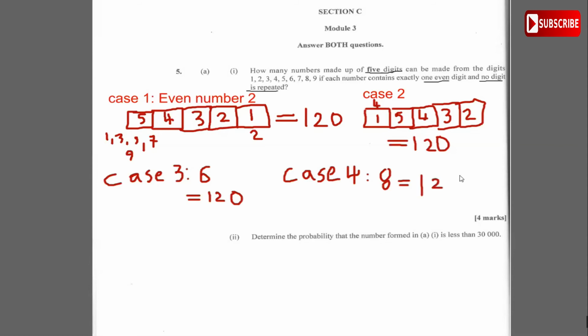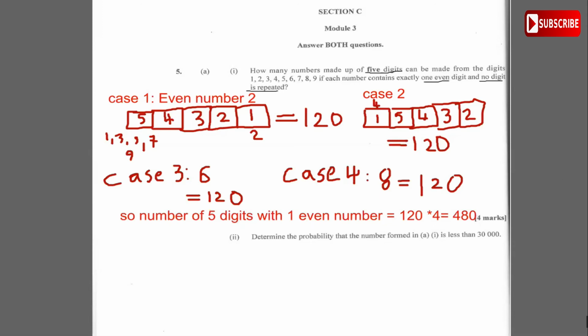So what does that mean? That means that adding up all of them, the number of 5-digit numbers with one even number is 120 times 4, which, let me put in my calculator, is 480. That's the number of 5-digit numbers that we can get with one even number and no digits being repeated.